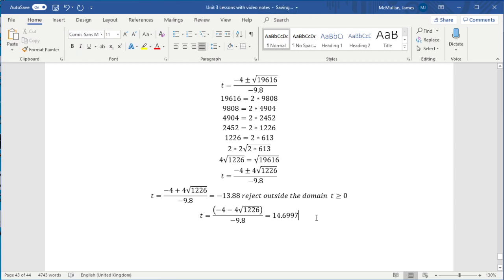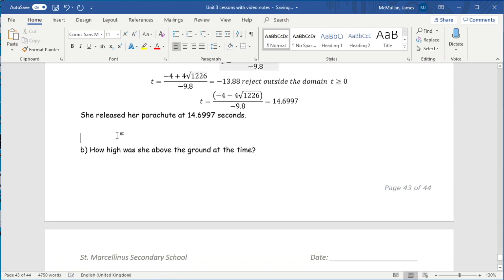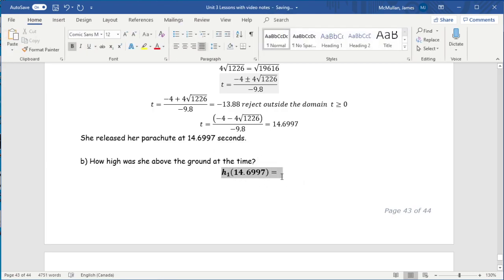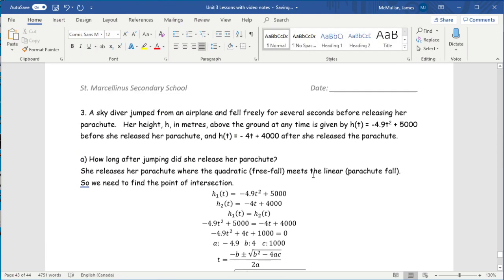She released her parachute at 14.6997 seconds. Now, let's check here to see if I did this right. Of course, I could use GeoGebra to see if I did it right, but let's check it the way you would do it on a test. How would I know if I got this right on a test? Well, I go down to question B, and the question is, how high is she above the ground at this time? So what if we were to check H1 of 14.6997, right? What if we sub this into the quadratic and see what it tells us? What height was she supposed to be at this time?